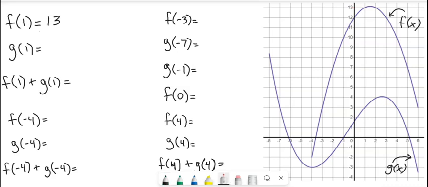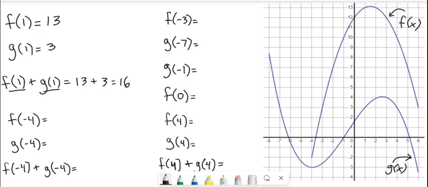Then this one says g of 1. So now we're going to go to the g curve at 1. Here's 1, we go up to the g curve, that's where it hits it. If we go over from there, you can see that that is 3. And so g of 1 is equal to 3. And here, what's f of 1 plus g of 1? Well, f of 1 is 13 plus g of 1, which is 3. So this is just asking what's 13 plus 3, and the answer is 16.